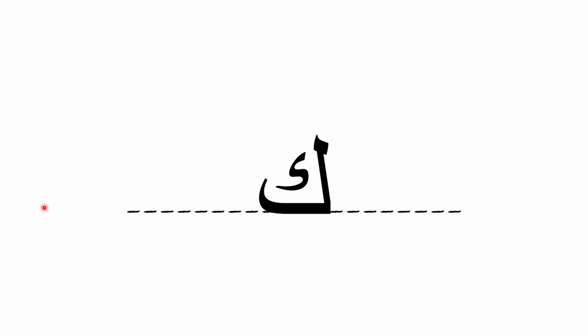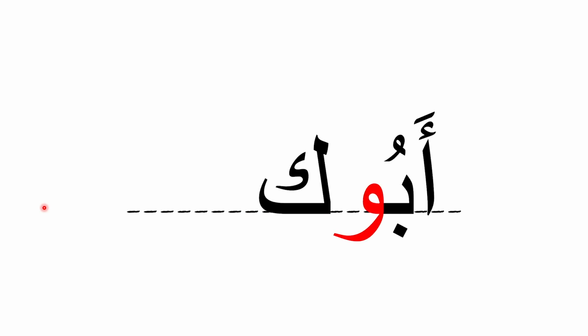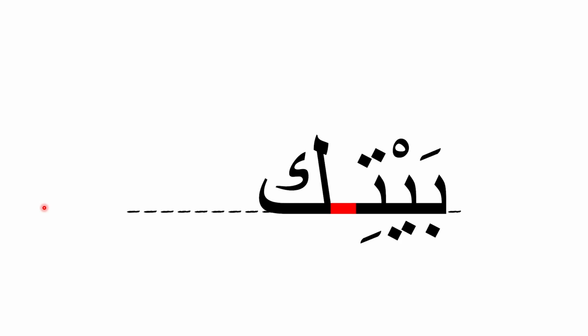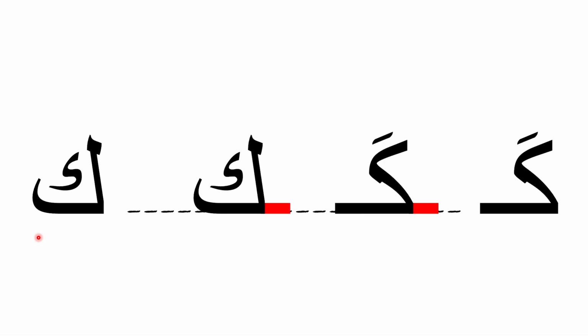If the ka is at the end and on its own, it would look like this, as in this word. And if the ka is at the very end but connected to what comes before it, it would look the same, only with an arm to it, as in this word. So this is how the ka would look like at the very end, and the ka at the very beginning, and then the ka if it's connected to the right.